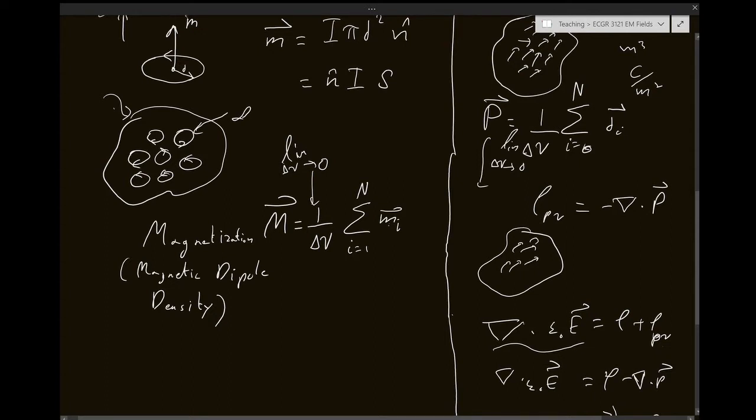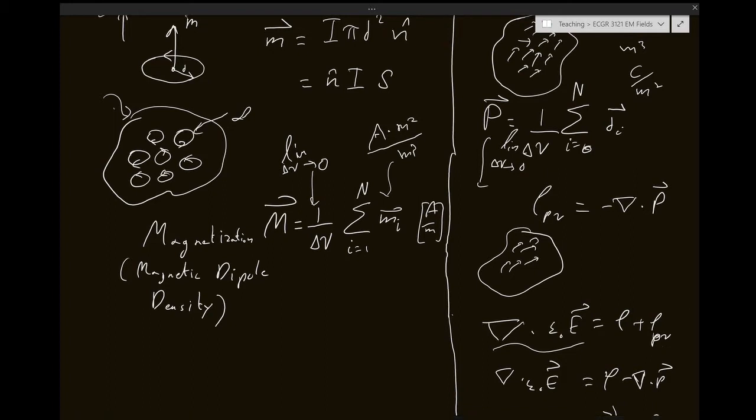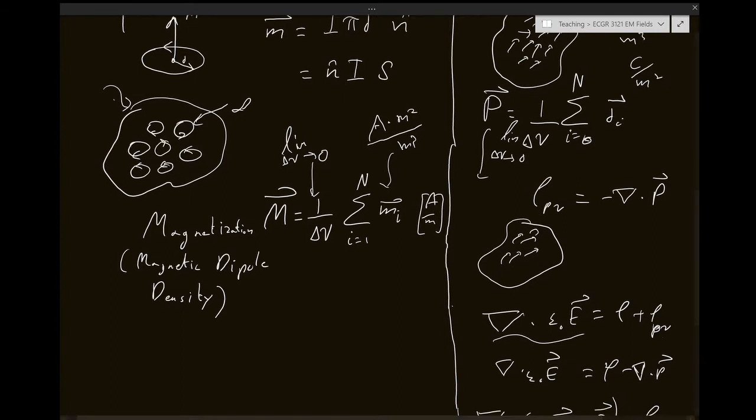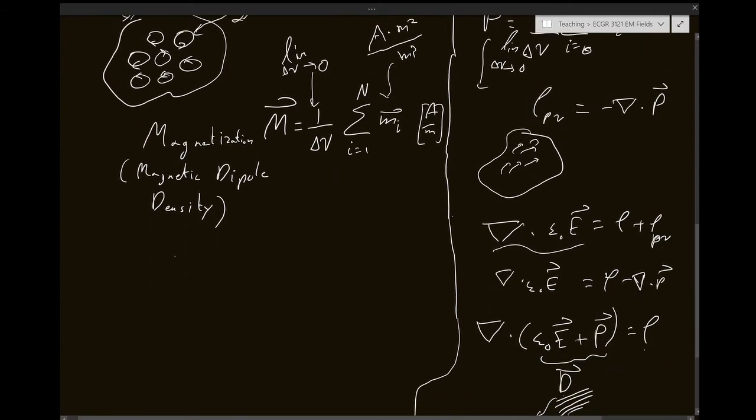What is the unit of this thing? We said the unit of the moment is amp meter squared, right? It's current times area. What's current times area divided by volume? That gives me amp per meter. Curious that the magnetization has the exact same units as the magnetic field intensity. Contrast that with P, which turned out to have the same units as the electric flux density. So something very similar is happening here.